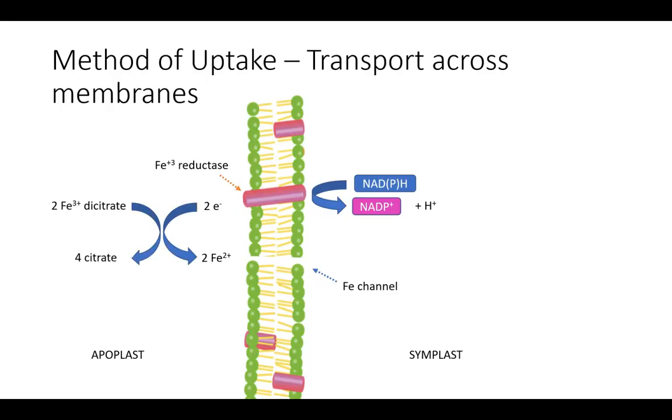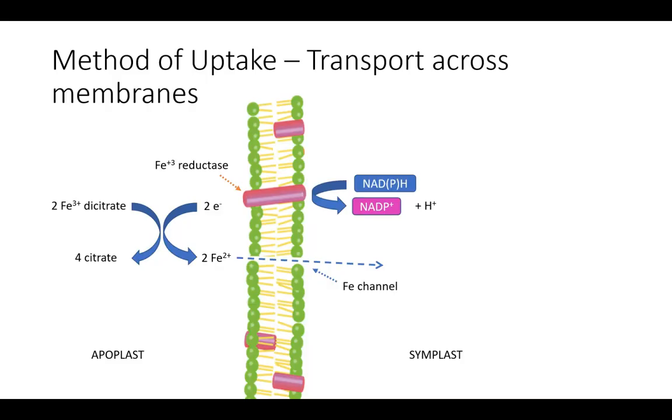These 2 electrons then combine with 2 iron dicitrates. Notice it says dicitrate, which means it's got 2 citrates in it and is going to release 4 citrates and the iron. The 2 irons are going to be modified from iron 3 to iron 2. The iron is then able to go through the Fe channel through the membrane. Now it's on the inside of the cell.